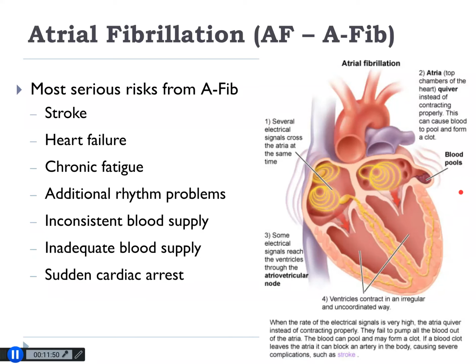So AFib comes with a high risk of stroke, because as the blood's kind of hanging out in the atriums, because they're not contracting and squeezing completely and pushing that blood down to the ventricles, the blood actually pools up and can form a clot. So there's actually this very small area off of the left atrium that is prone to blood pooling and clotting in there.